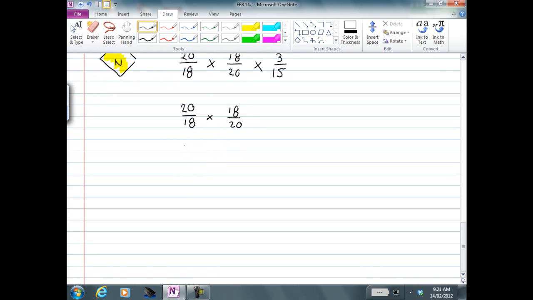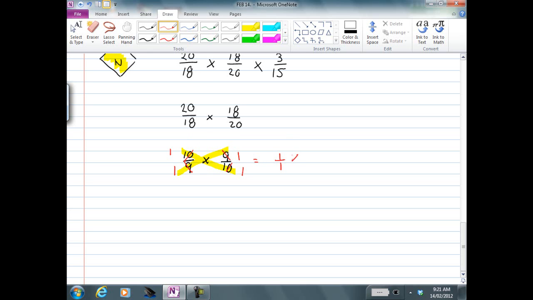If you reduce, you should have 10 over 9 times 9 over 10. And then look what happens when you cancel diagonally. Everything cancels out very nicely. See? Toot, toot. This is a 1. This is 1. This is a 10. Cancels out. Hey, you're just left with 1 over 1.